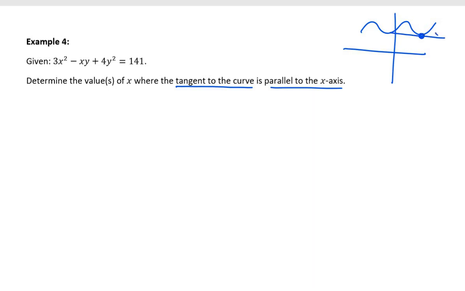So if you're parallel to the x-axis, what's your gradient? Now I'm hoping you know that therefore your gradient is 0. So basically parallel to the x-axis means my gradient is nothing. So hopefully I can just differentiate and find out where my gradient is equal to 0. So let's try. First thing, first term, derivative of 3x squared, that's easy, that's just 6x.